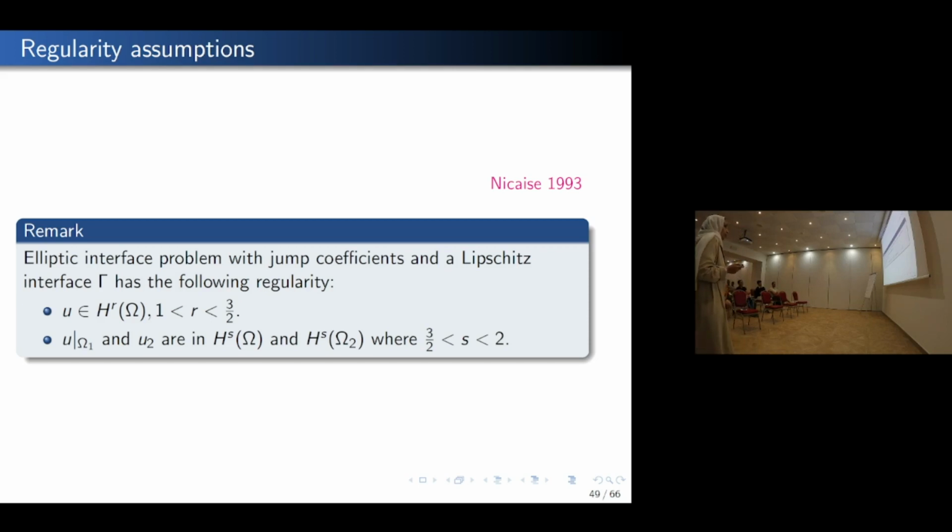Let me just remind you that we are considering an elliptic interface problem with discontinuous coefficients and a Lipschitz interface. So we have the following regularity of our solution. In general, U over the whole domain is in H^r, where r is between 1 and 3 halves. However, the restricted solutions, U restricted to omega 1 and U restricted to omega 2, which is nothing but U2, are in H^s, where s is between 3 halves and 2.